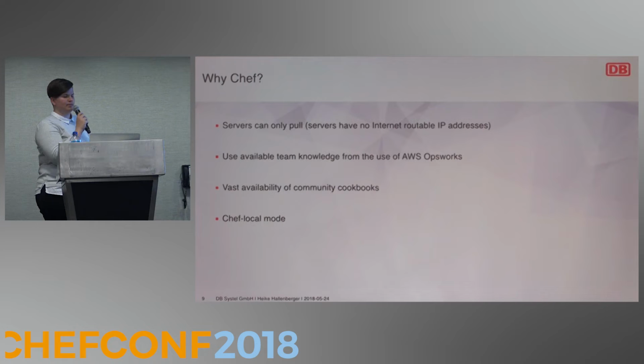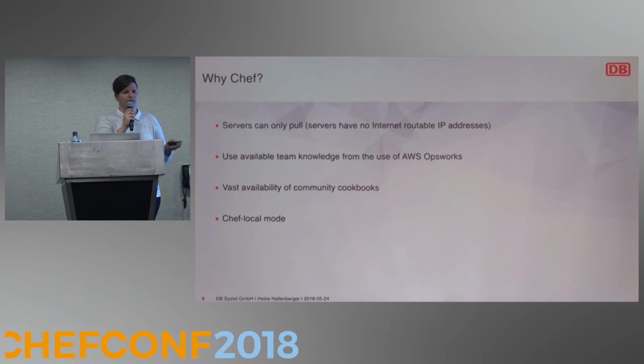Our back office is set up in the AWS cloud. We already had some experience with OpsWorks and Chef and found that to be stable, so we could use that knowledge. Of course, there is the great community with all the cookbooks, so we did not have to invent everything by ourselves. There are a lot of cookbooks you can just reuse and apply to your own nodes. And Chef supports the local mode, and that was exactly what we needed for the offline requirement. That means we can use the same cookbooks offline that we use online.